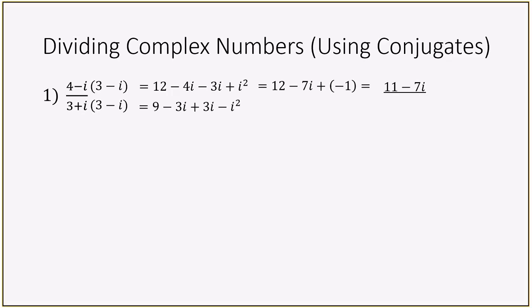Now I'm going to FOIL out the bottom, and my claim was that if I multiply any conjugates, I would get a real number, so hopefully that will fall out. 3 times 3 is 9. 3 times negative i is negative 3i. 3 times i gets me 3i, and i times negative i gets me negative i squared. Those middle terms cancel out, and I'm left with 9 minus i squared. Well, i squared is negative 1, so I get 9 plus 1, which gets me 10. And that's my final answer: 11 minus 7i over 10 is what I get if I, quote unquote, divide my complex numbers.